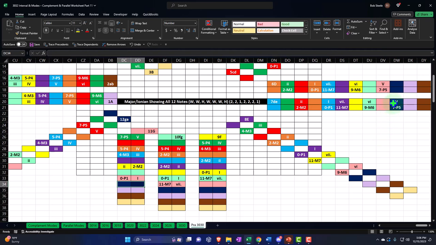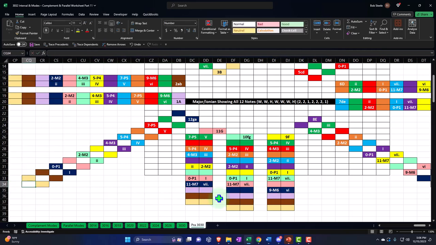Okay, so then I left off on the 5. 5 to 6 is a whole step. So this is gonna be a 6. And that's gonna be the major 6, 9 notes away. 6 to 7 is a whole step. There's the 7, there's the major 7. 7 to 8 is a half step. So we're back home here.